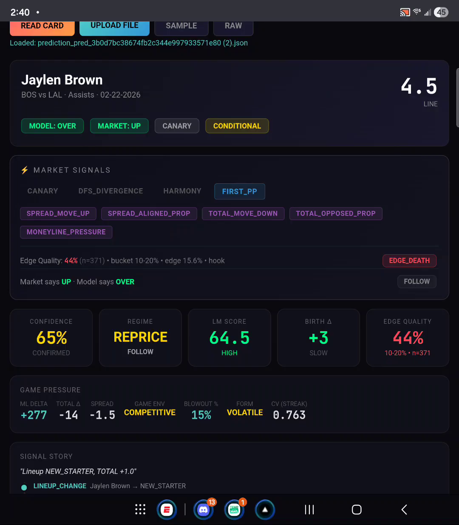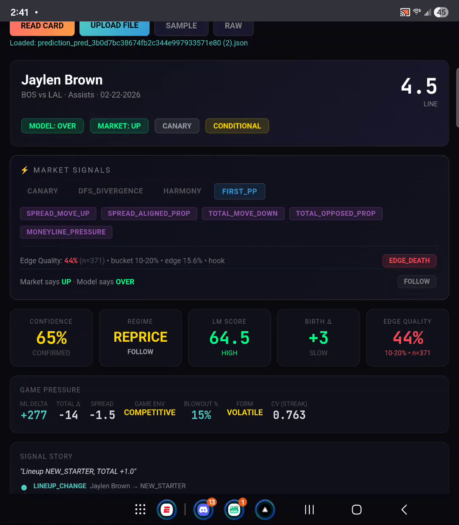And then you got the spread moved up, and the spread is aligned with the move of the prop. So the prop moved up and the spread moved up. And then you got the total move down, which is the team total down. And then the total opposed props. That means the team total went down, and then the opponent's props went down as well. So they're saying, hey, there's something happening with the Boston Celtics, and there's definitely something about to happen with the Lakers. I mean, this is literally a sign of what's happening.